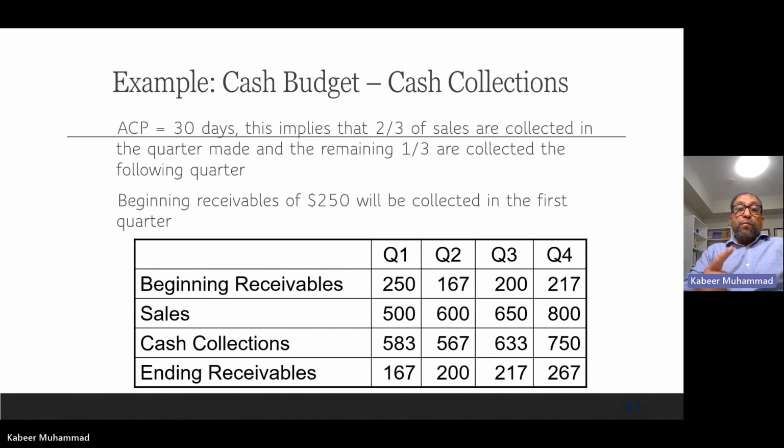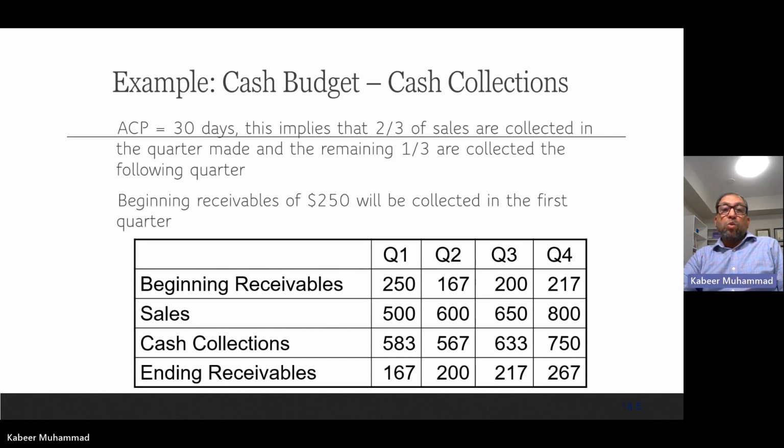One third of 500 is our ending receivable, so 167. This is the ending receivable, and it becomes the beginning receivable for the next quarter. The sales for the next quarter are 600, and two-thirds of 600 is 400. 400 plus 167 is 567.